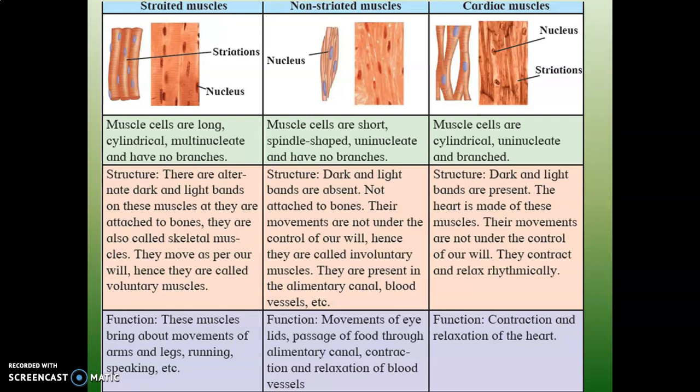So all involuntary muscles. And we have cardiac muscles, which are the muscles of the heart. You all know that. These are cylindrical, again uninucleated and branched. Here dark and light bands are present. The heart is made up of these muscles. Their movements are not under our control, so these are involuntary. Its function is contraction and relaxation of the heart.